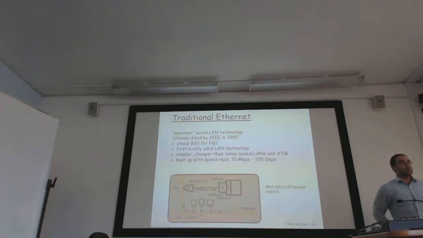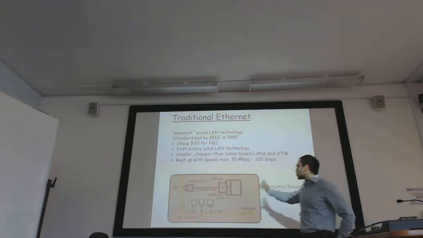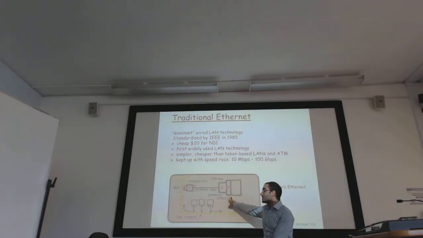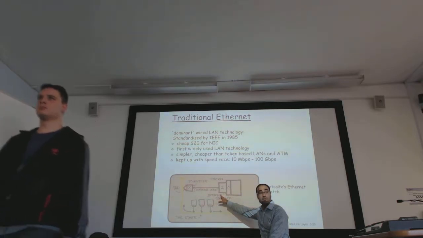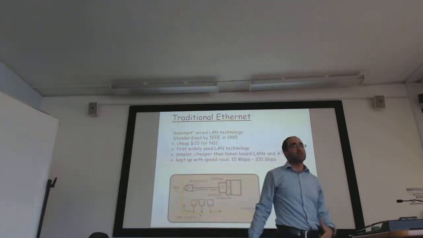Traditional Ethernet. It started as the dominant wired LAN technology, standardized by IEEE in 1985. That's the first sketch of the actual Ethernet. It started in the beginning with a controller. You know, there are two parts of the actual Ethernet. The controller, which is your MAC part, the MAC addressing, and then you have the interface of the cable connected to the Ethernet, to the actual net. That's how it started.